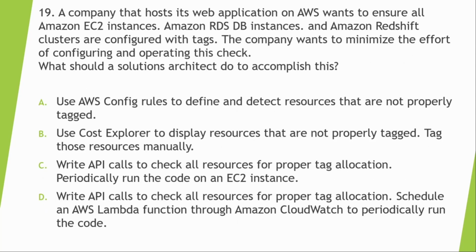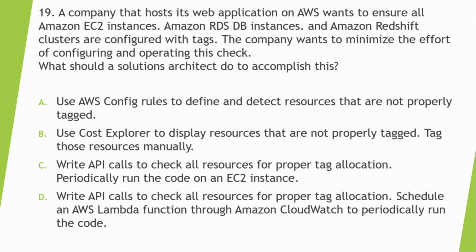Next question. A company that hosts its web application on AWS wants to ensure all EC2 instances, RDS DB instances, and Redshift clusters are configured with tags. The company wants to minimize the effort of configuring and operating this check. What should a solutions architect do to accomplish this? Now, they have some services, EC2 instances, DB instances, Redshift clusters, and they want everything configured with proper tags so that it is easy for usage. And the company wants to minimize this effort, maybe by trying to automate this.